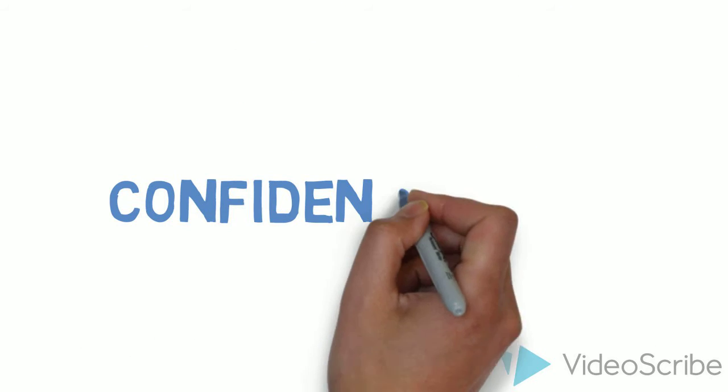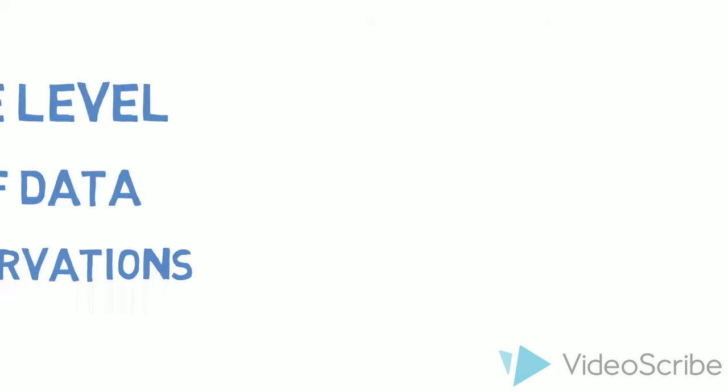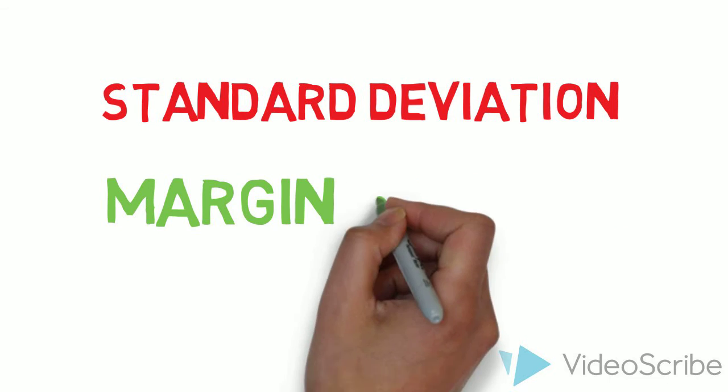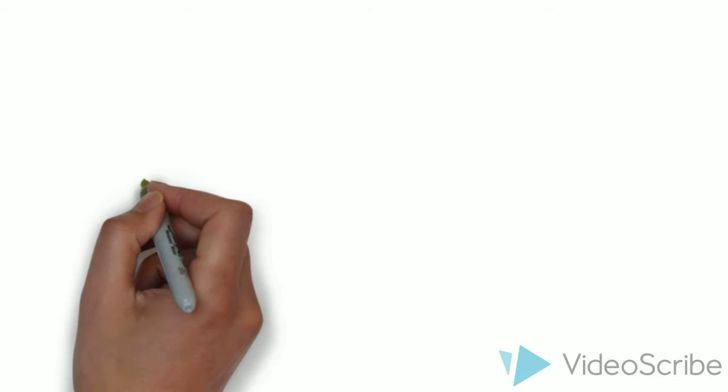Three factors determine the margin of error: level of confidence, variation of the data, and the number of observations. The smaller the standard deviation S, the smaller the margin of error becomes. Also, the larger the sample size, the smaller the margin of error because the standard deviation gets smaller as n increases.